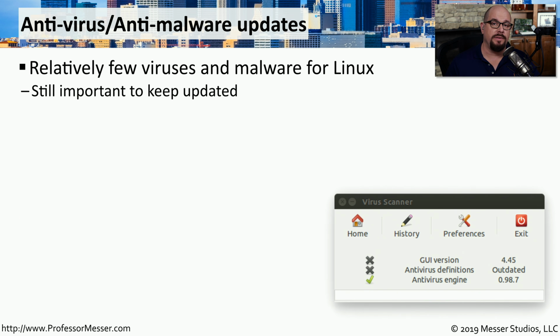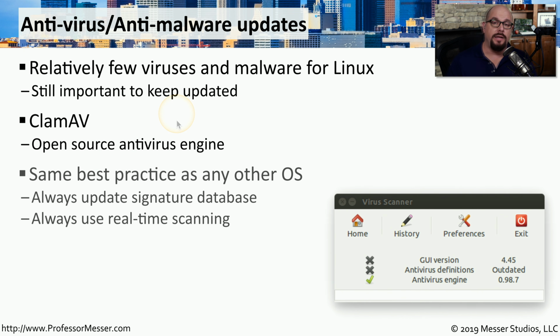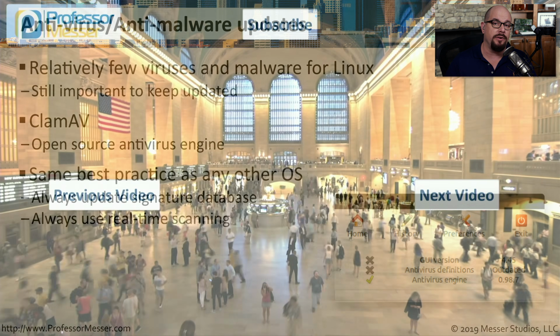Although you'll find relatively few examples of viruses or malware compared to an operating system like Windows, a good best practice in Linux is to always protect your system from any type of attack. There are some third-party antivirus and anti-malware applications available. One common one for Linux is ClamAV, which is an open-source antivirus engine. And like with most operating systems, you want to be sure you're using the latest signatures for your antivirus and your anti-malware. And if possible, you want to be sure that you're using real-time virus scanning. That way you'll know instantly if a virus or malware is identified by your antivirus engine.